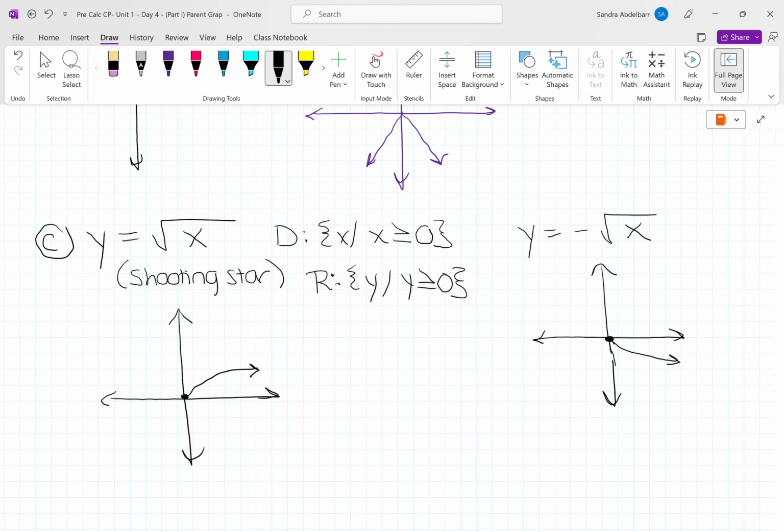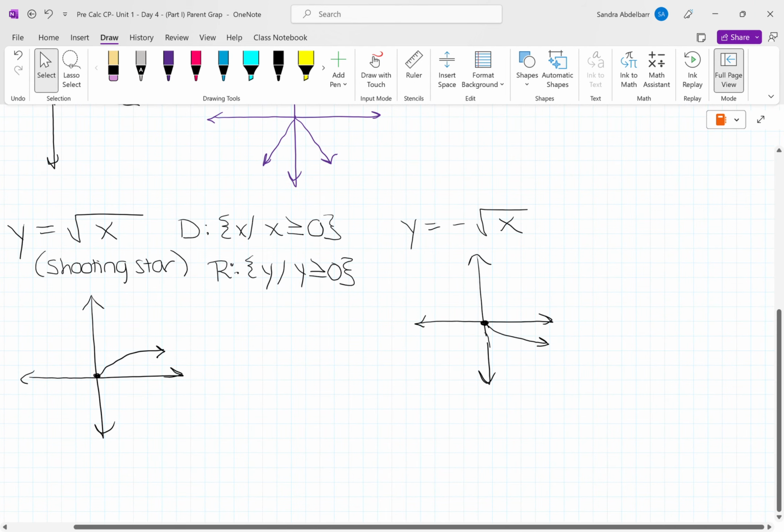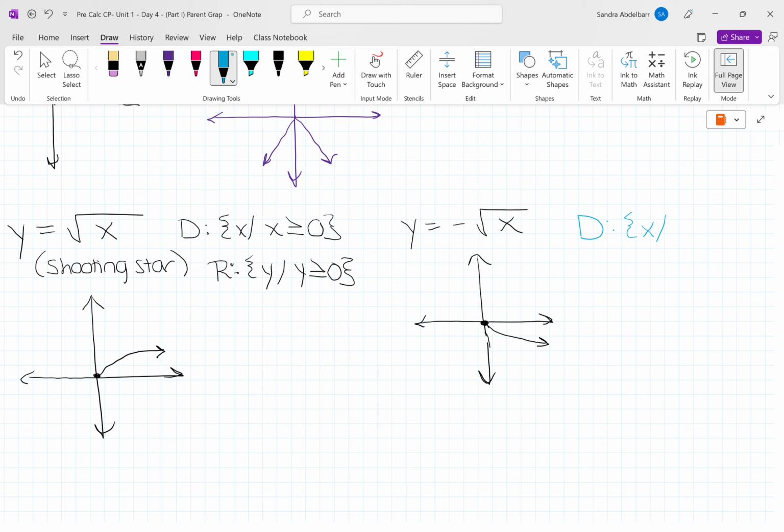My stylus is all messed up, that's why everything is shaky. So the domain here is all real, no, not all reals. X is greater than or equal to 0. And our range is y is less than or equal to 0. This would be how you find the domain and range from the graph by itself.